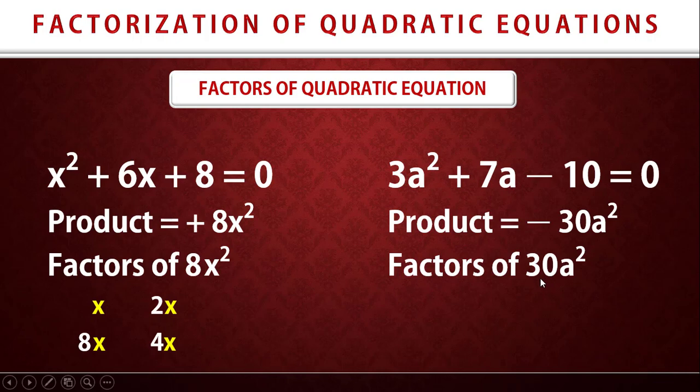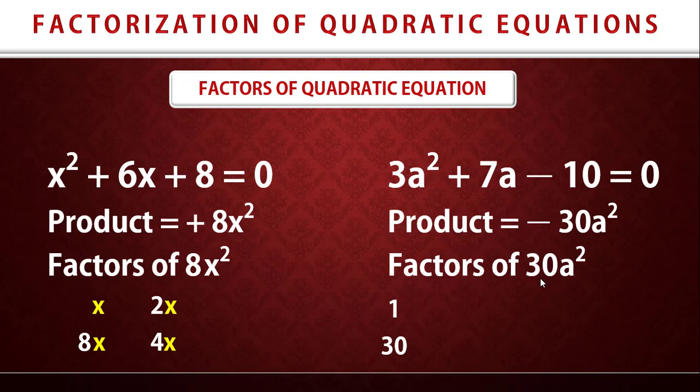The first number that should come to your mind should be 1 and the number itself. So that means the factors of 30 will be 1 and 30. So 1 times 30 will give us our 30 back. So we have 1 and 30.